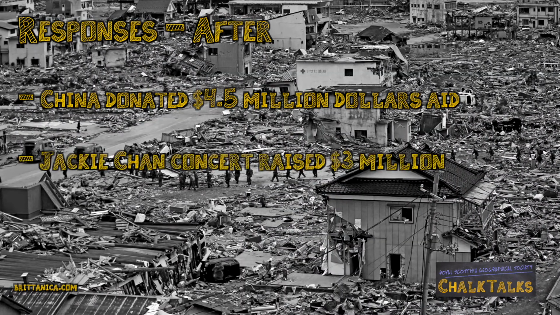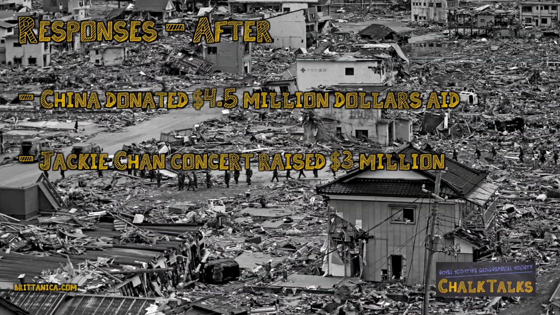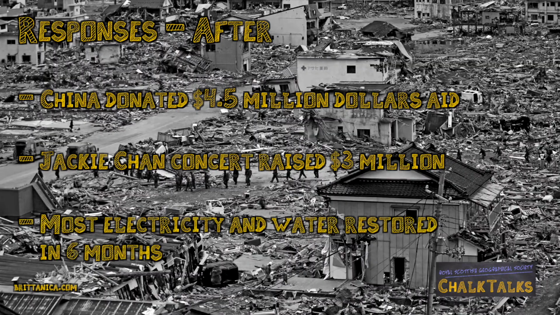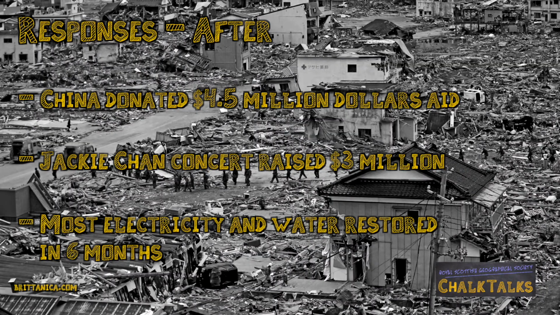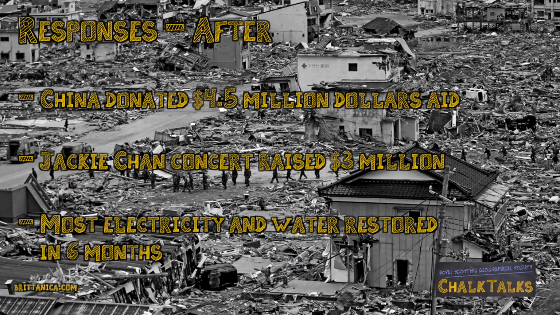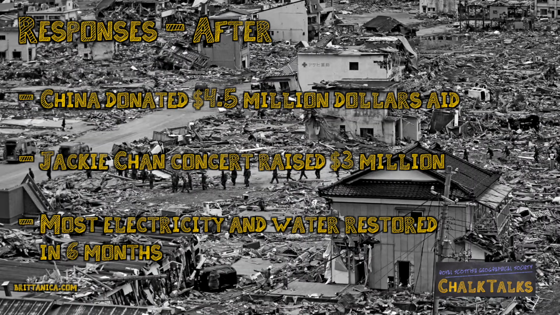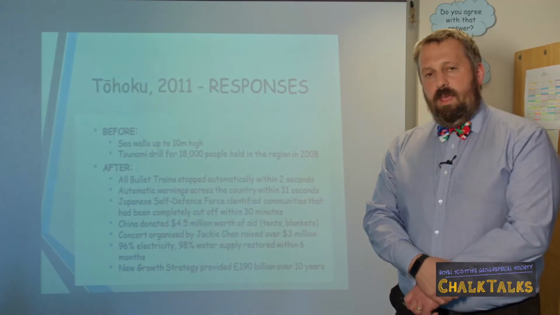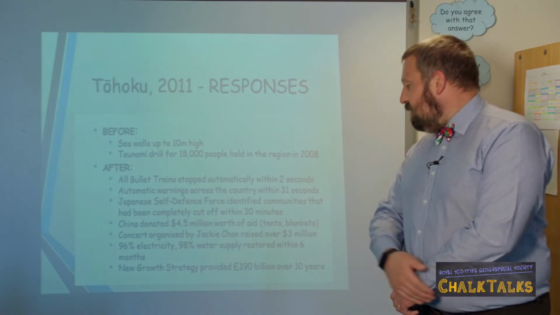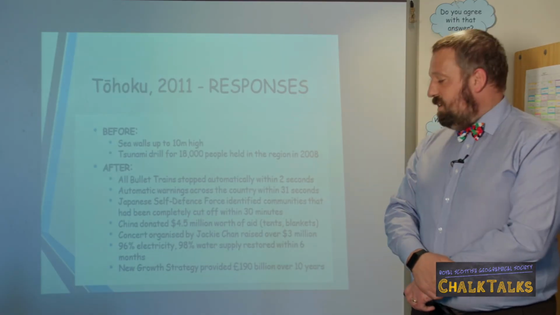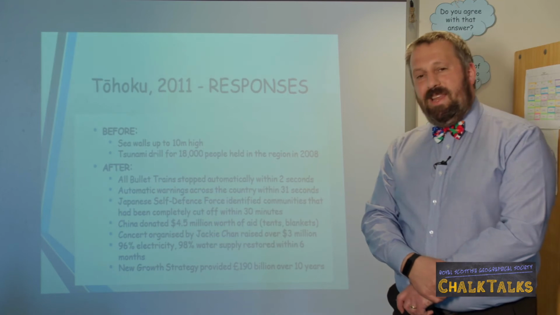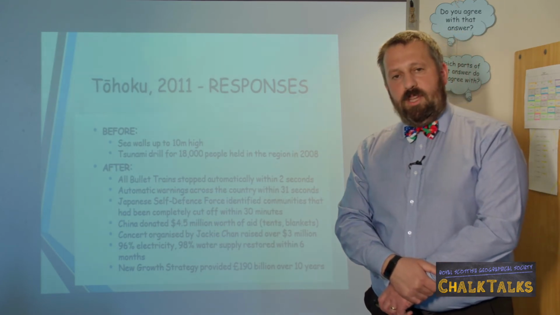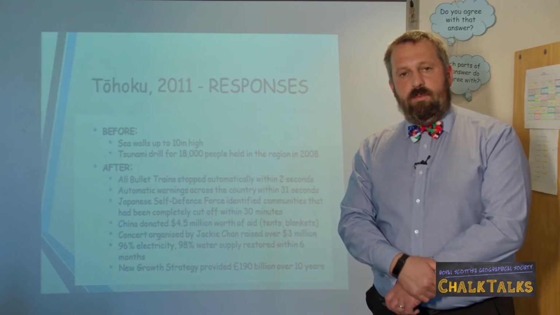There was a concert organised by Jackie Chan, which raised over $3 million. And 96% of electricity and 98% of the water supply that was cut off as a result of the tsunami had been restored within 6 months. In the much longer term, Japan's new growth strategy was intended to provide £190 billion over 10 years to help rebuild Japan's economy and restart trade with other countries.